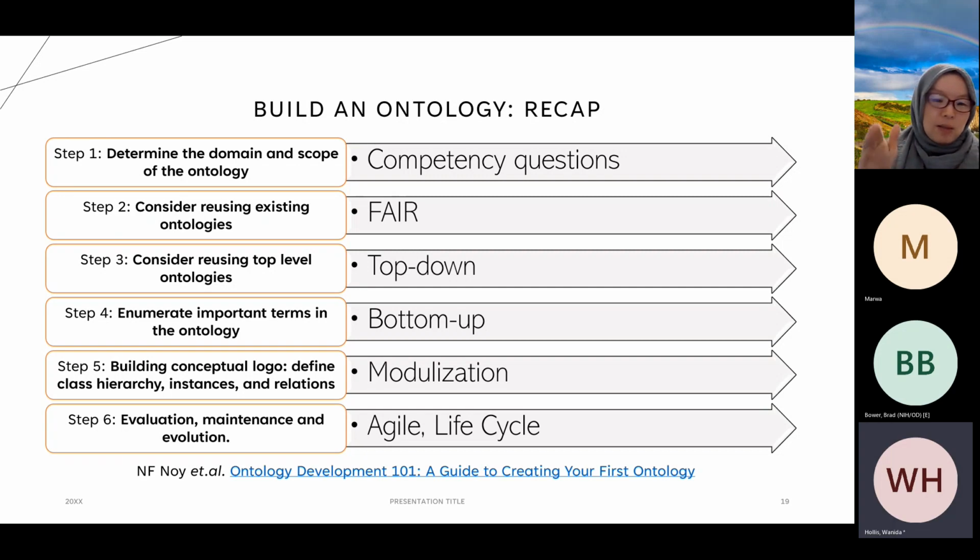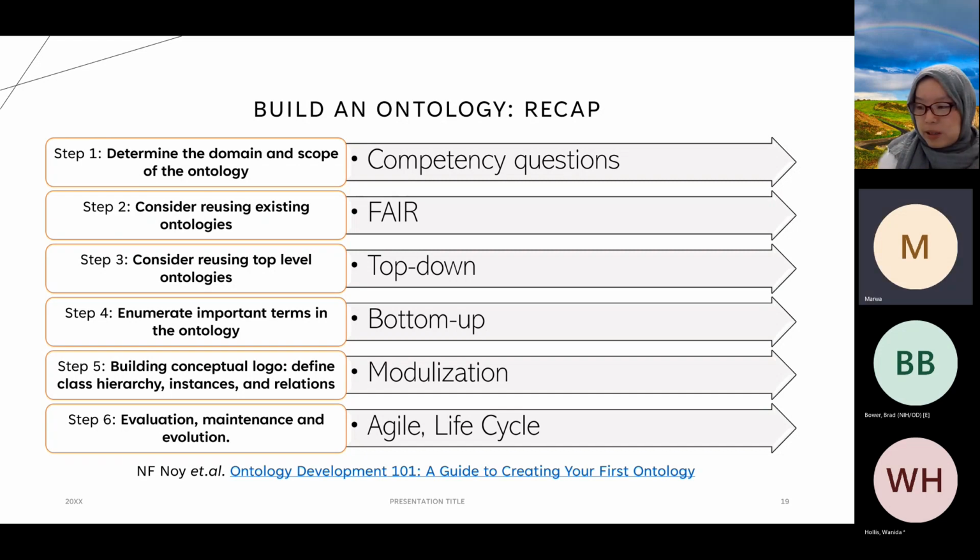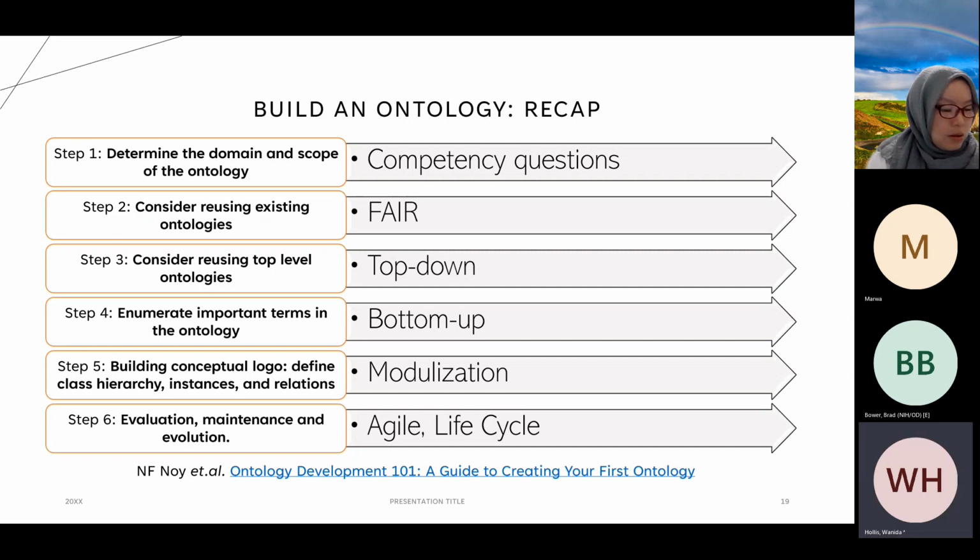Sure. So now you put this step 1, 2, 3, 4, 5, 6 in your mind, right? So I look at what is already there, and then I look at my top ontology I want to use, and then I list out the important terms. Like for you, Juanita, you will say what macrophage, or what is your, those are your important terms in your ontology that you need to list out. And then we are building conceptual logo.